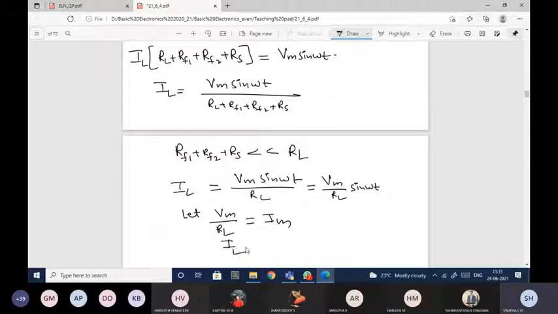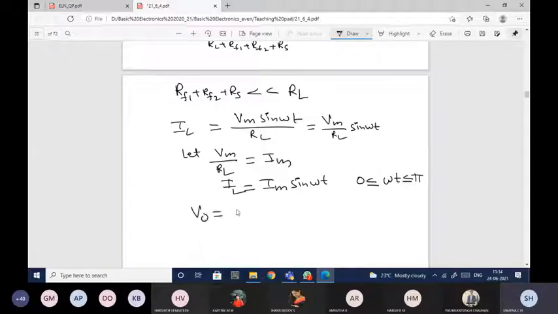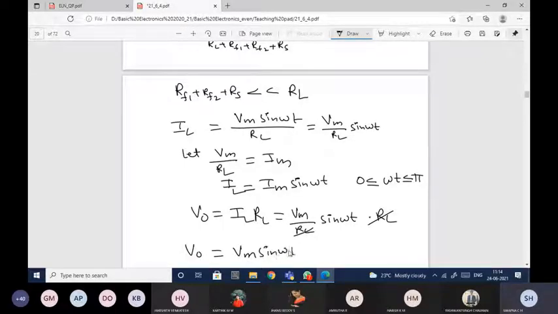So IL is equal to Im sin omega t. This is for 0 less than or equal to omega t less than or equal to pi. Next I want V0. V0 is equal to IL into RL. IL is nothing but Vm by RL into sin omega t, into RL. This RL and this RL will get cancelled. Here V0 will be equal to Vm sin omega t, for 0 less than or equal to omega t less than or equal to pi.